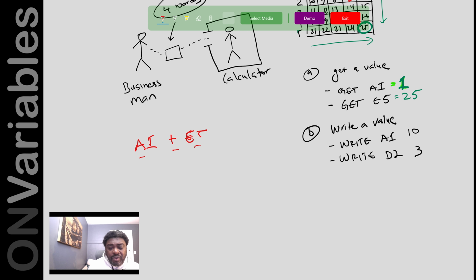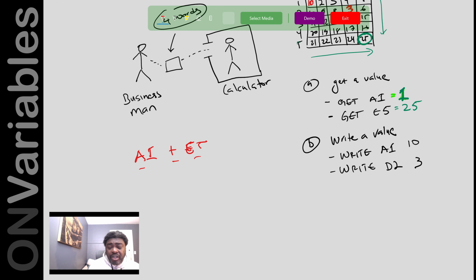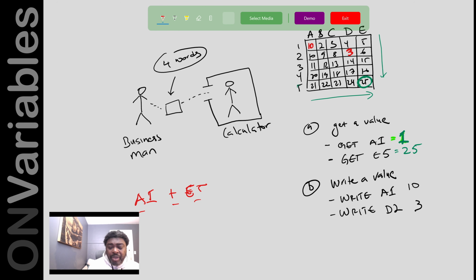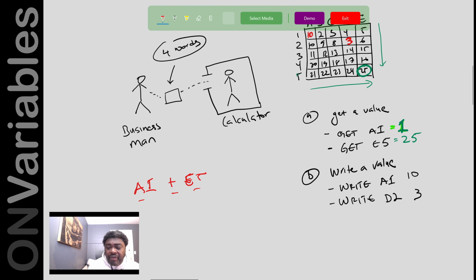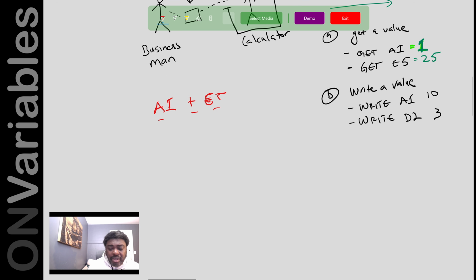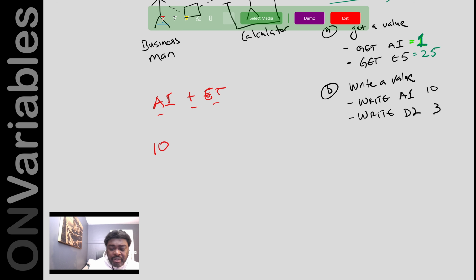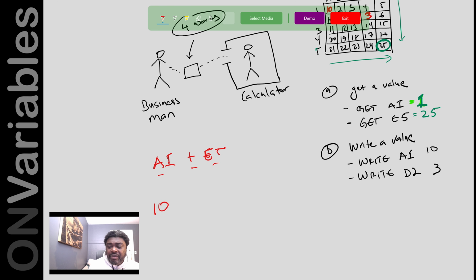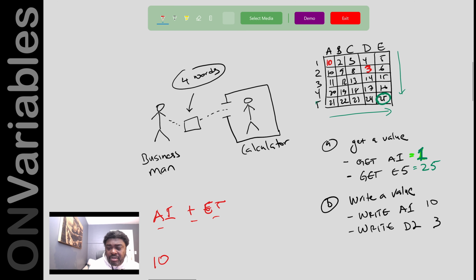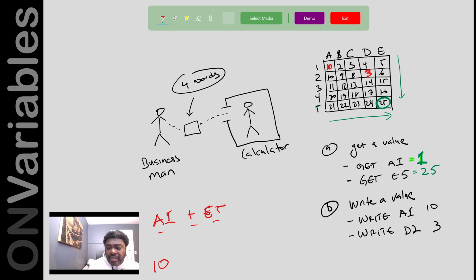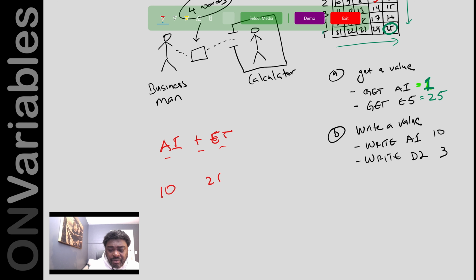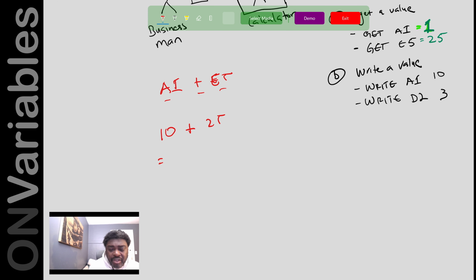This is 3 words. Then the job of the calculator is to take A1 and find what A1 is. And A1 is right now 10. And then E5 and find what that is. And right now that is 25. So it will be 10 plus 25. And then your answer would be 35.